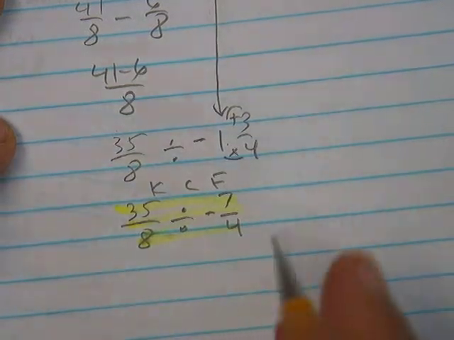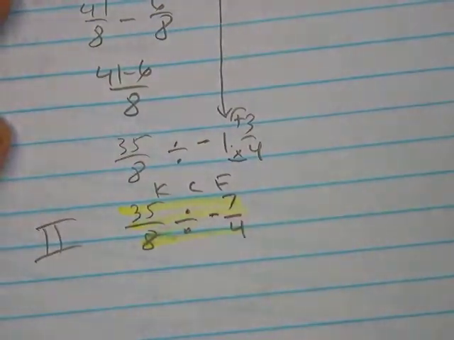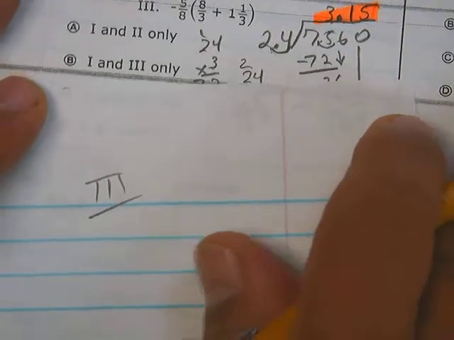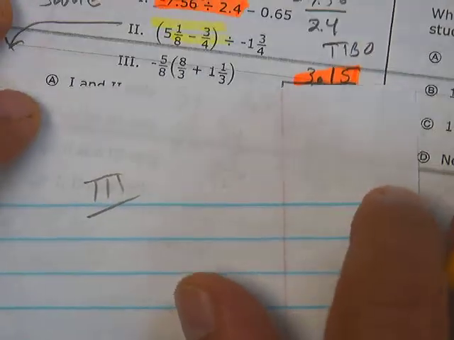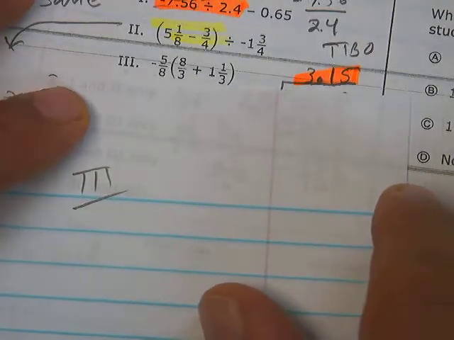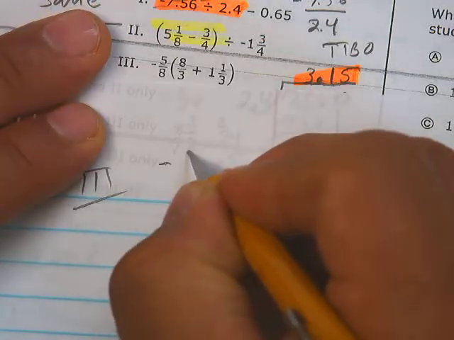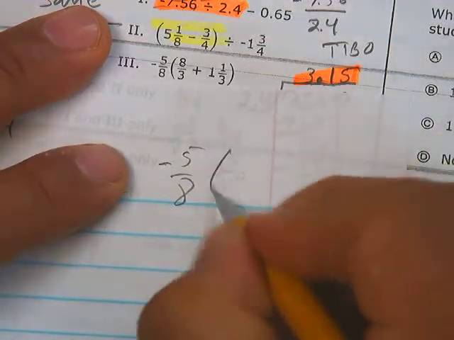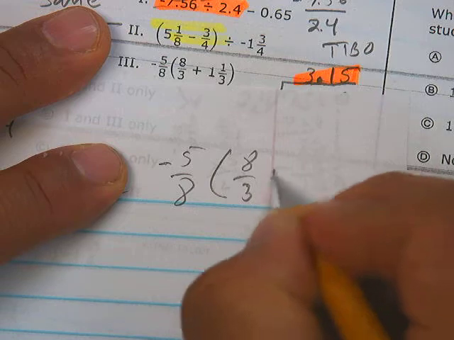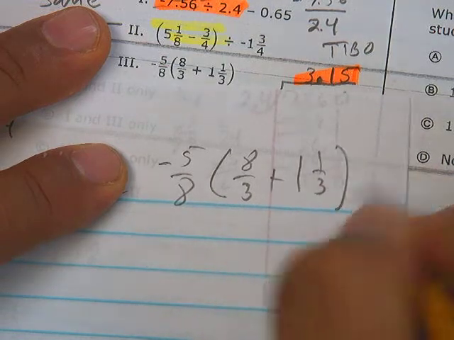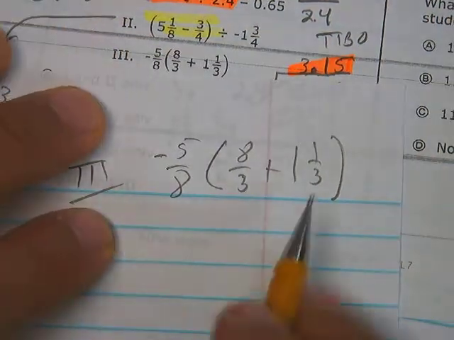And then from here, all you got to do is KCF: keep, change, flip. And whatever you get there will be your answer for Roman numeral number 2. Okay? And now we're going to look at Roman numeral number 3. Roman numeral 3 has this.